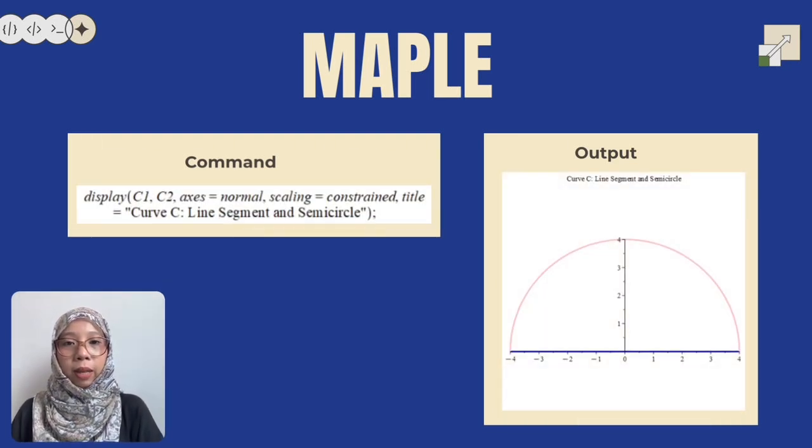Finally, we use the display command to combine both plots. We also set the scaling to constrained so the shape is not distorted. This complete graph confirms that our entire path C is modeled accurately. In short, both manual and software methods give the exact same result.